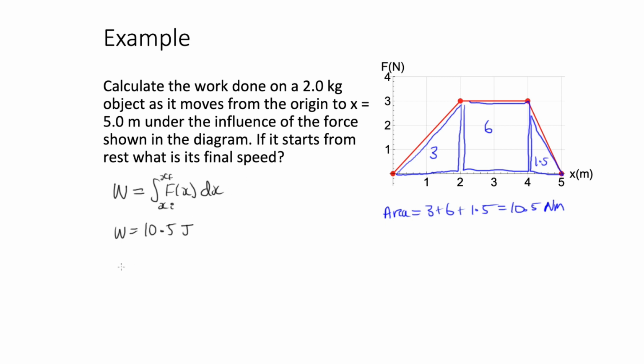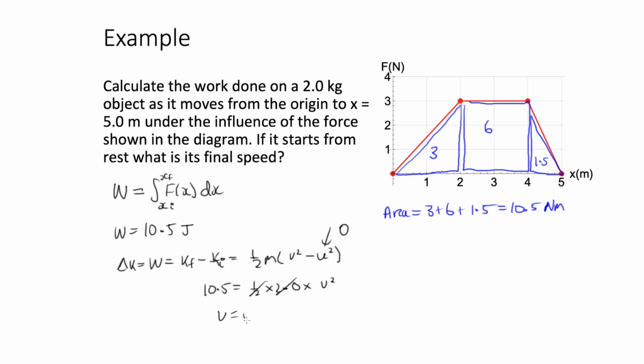We've still got the work-kinetic energy theorem, so we know that the change in kinetic energy is equal to the work done, and it's also equal to the final kinetic energy minus the initial kinetic energy. That's equal to a half m (v squared minus u squared), and it starts from rest, so u is 0. So this is equal to a half times 2 times v squared, and that's equal to the work done, which is 10.5 joules. These cancel, and we end up with v equal to the square root of 10.5, which tells us that v is equal to 3.2 meters per second.